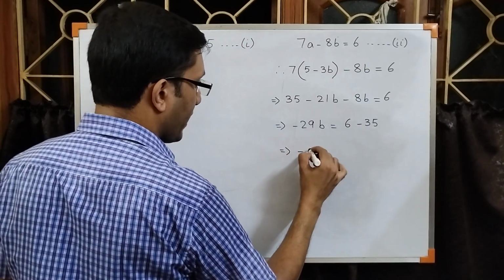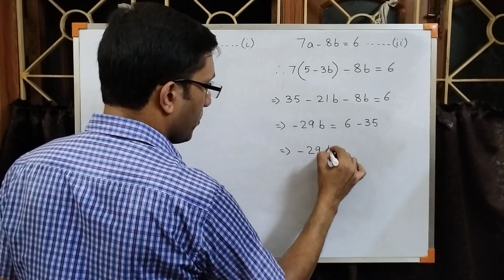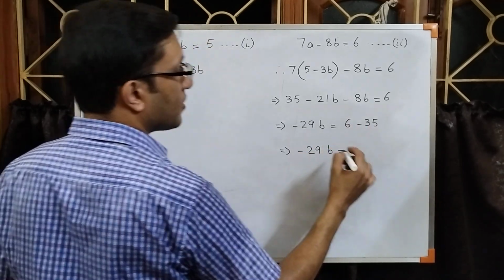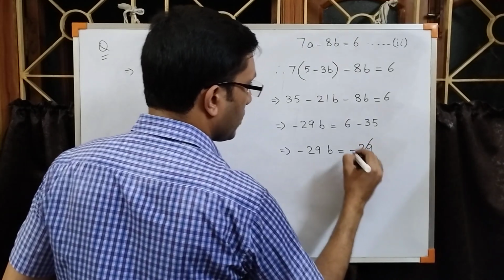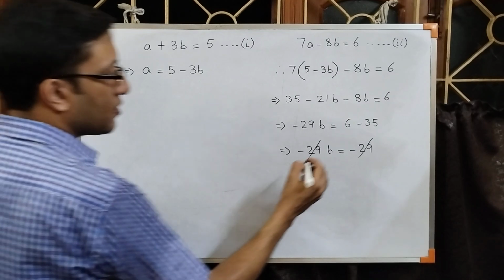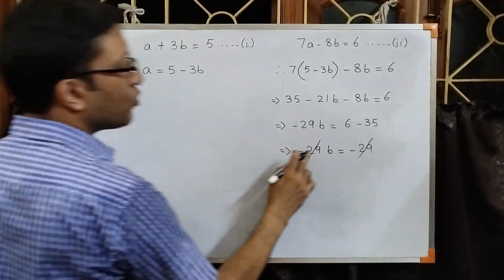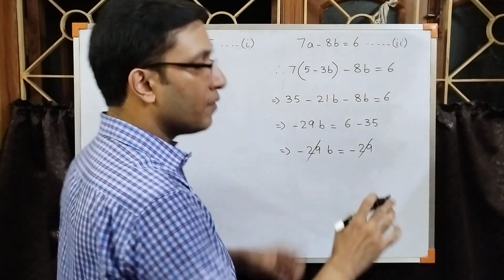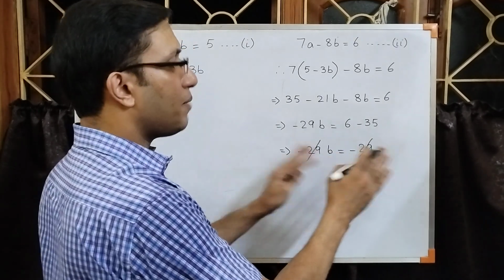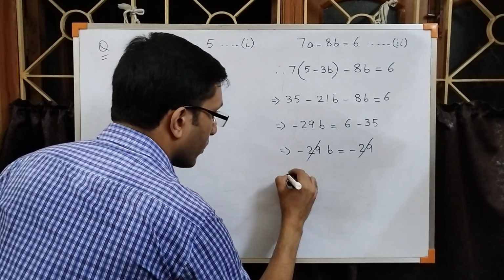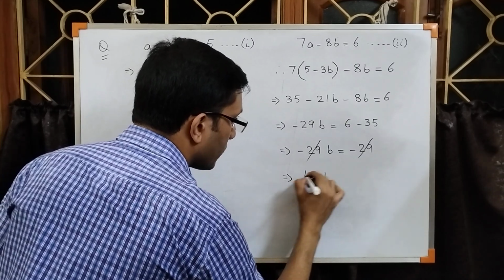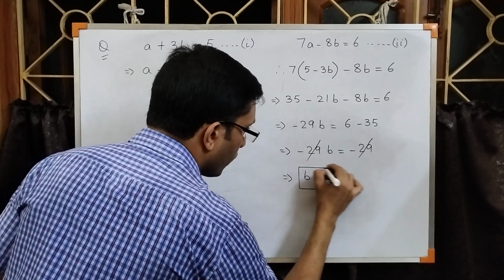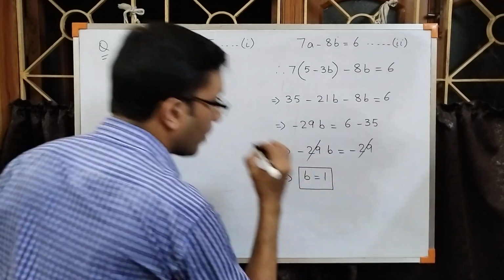So we get minus 29b, and 6 minus 35 is minus 29. So minus 29 cancels from both the sides. Now please do not cancel this negative sign, just neglect them in the next step because it looks bad. So the value of b is 1. Final value of b is 1.